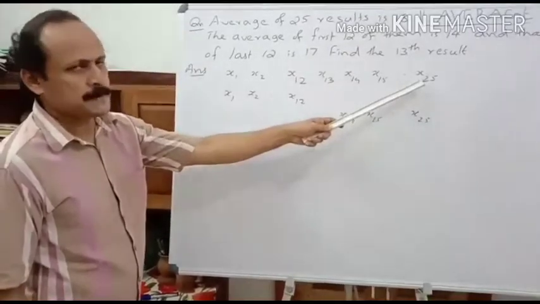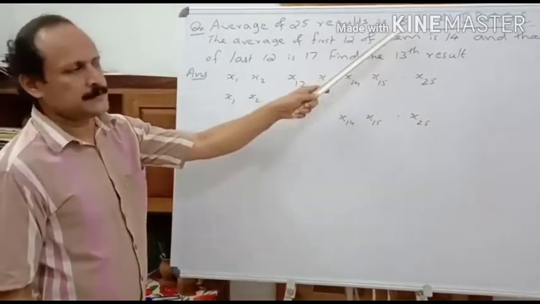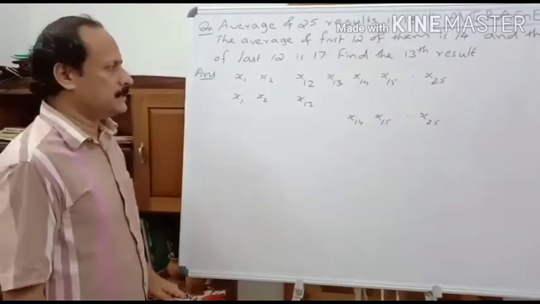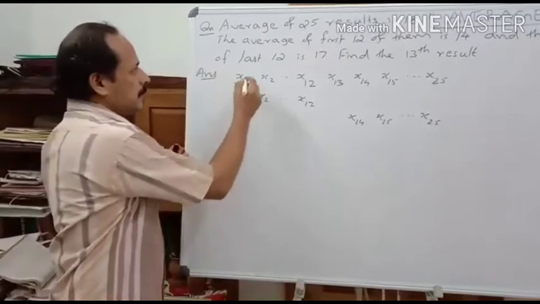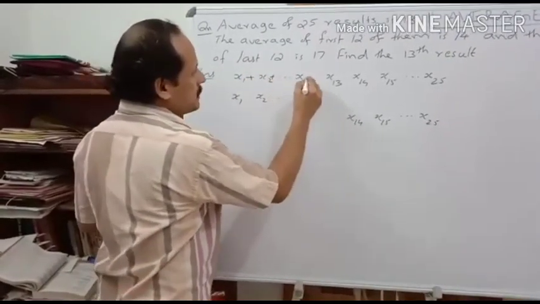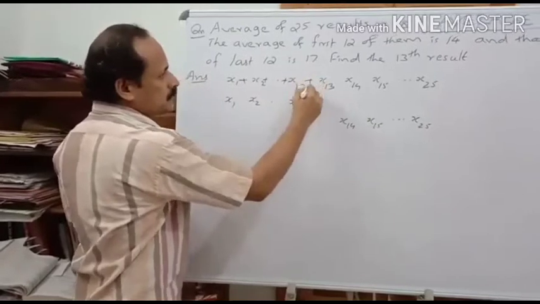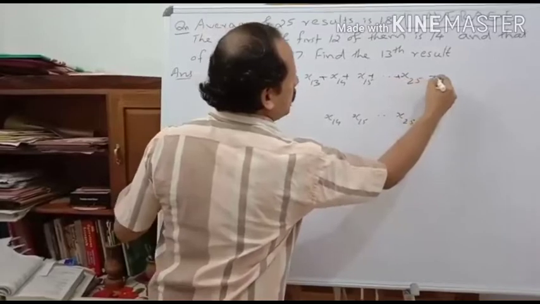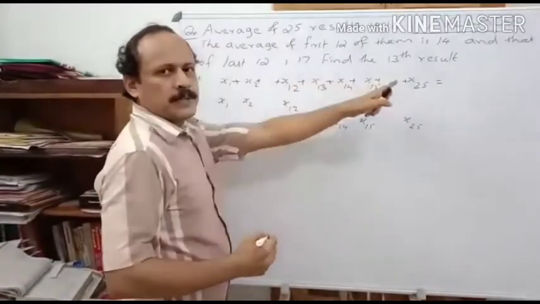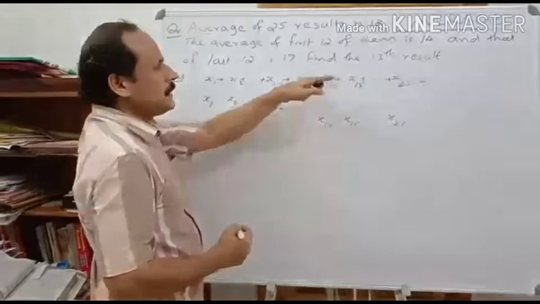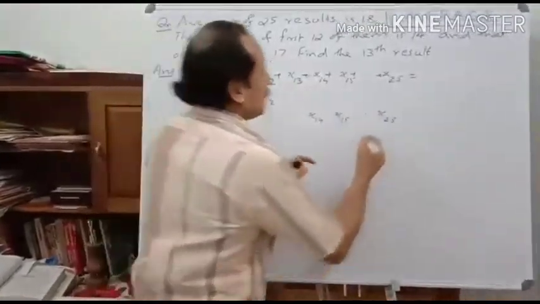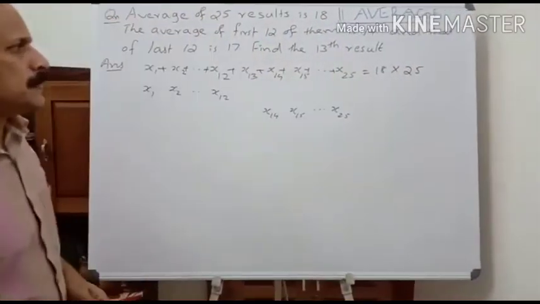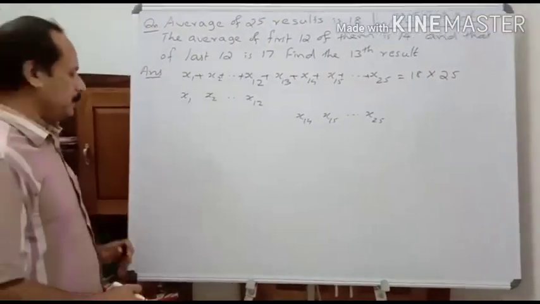There are 25 observations with average 18. Therefore, we can find out the sum of these observations. That is x1 plus x2 plus etc. plus x12 plus x13 plus x14 plus x15 plus etc. plus x25 equal to sum. We know that sum of observations equals average into number. Average is 18 into number of observations, here 25.